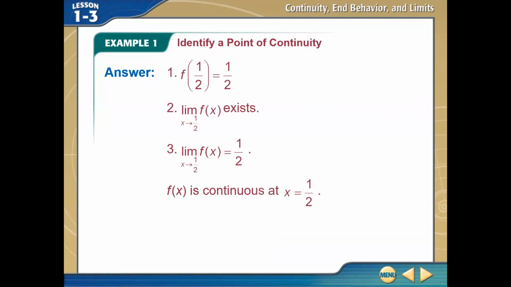Okay, and there are the 3 steps as they break it down. F of 1/2 is equal to 1/2. The limit of f of x exists, and the limit of f of x is equal to 1/2. Therefore, f of x is continuous at 1/2.